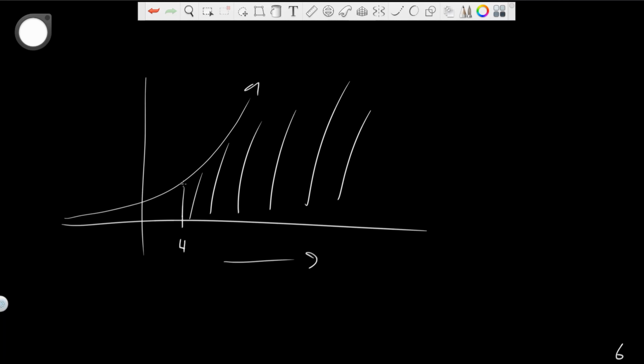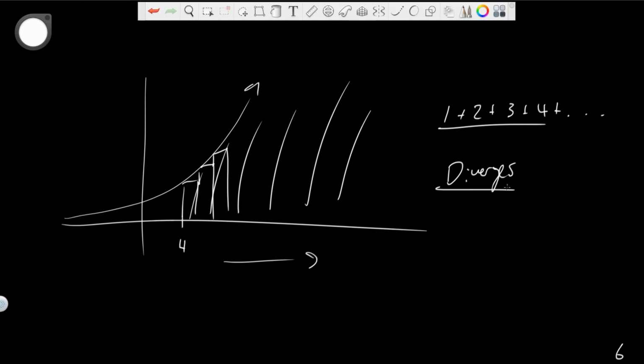And if we start thinking about rectangles, Riemann sums, right, we're going to be adding, let's say, 1 plus 2 plus 3 plus 4 plus dot, dot, dot. These numbers are arbitrary. Right? We're going to be adding larger and larger numbers. This series obviously diverges. Right? In order for a series to converge, these numbers need to be decreasing. We are looking for decreasing functions.